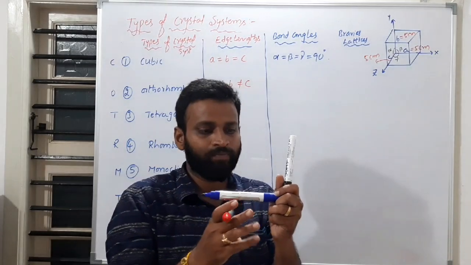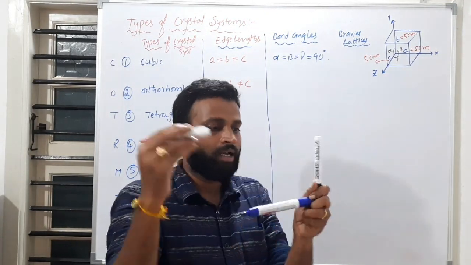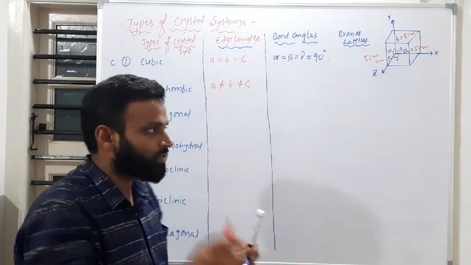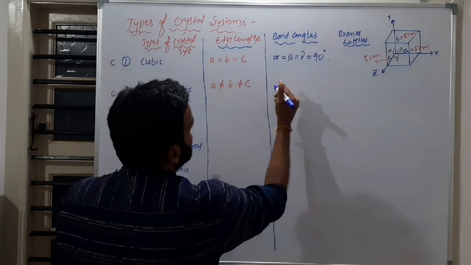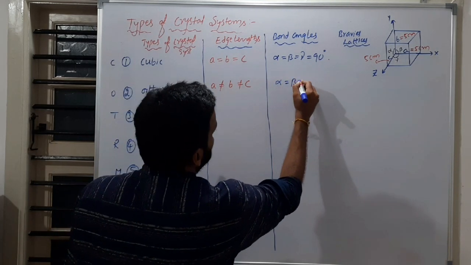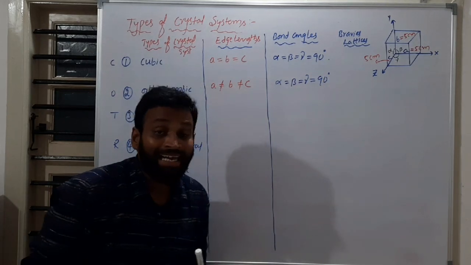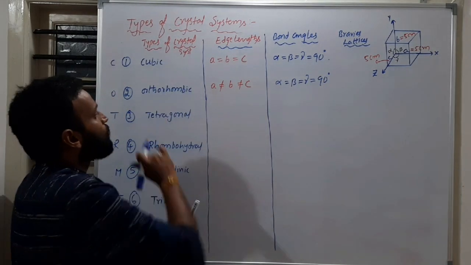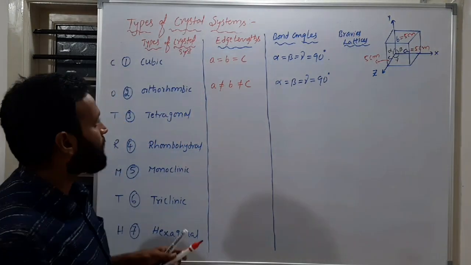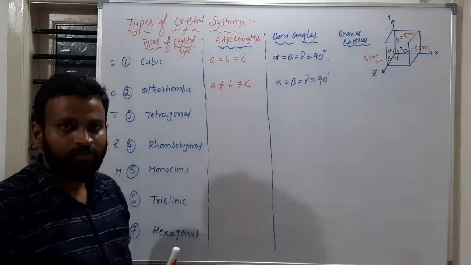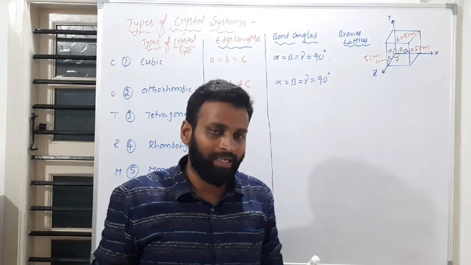See, like this only I am considering. So here to here 90 and here to here 90. So no change in bond angles. So I can write here alpha is equal to beta is equal to gamma is equal to 90 degrees. That is orthorhombic. Hope you understood about orthorhombic now. What I did? All three edge lengths I changed. That exists as orthorhombic like that.